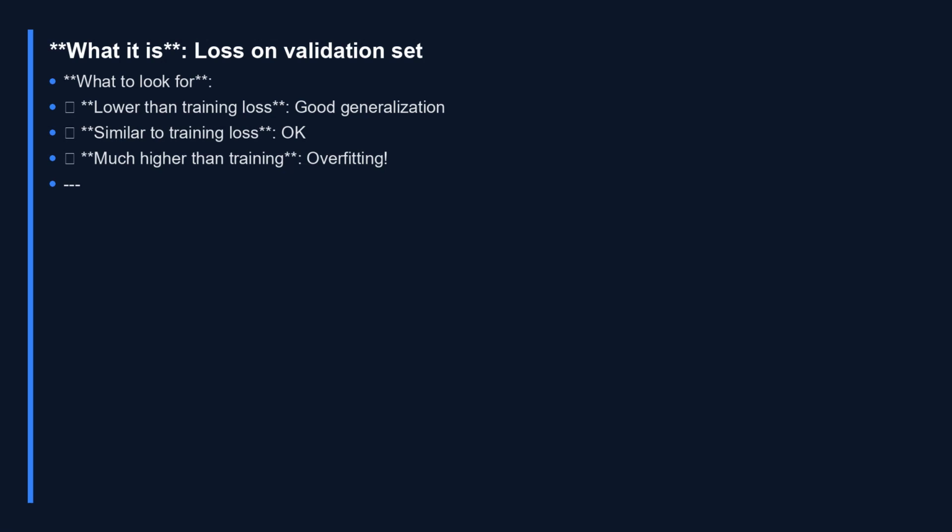Validation loss: what it is, loss on the validation set. What to look for: lower than training loss, good generalization. Similar to training loss, okay. Much higher than training, overfitting.